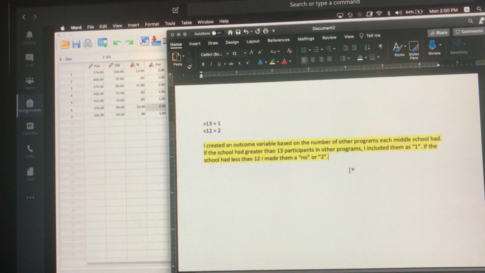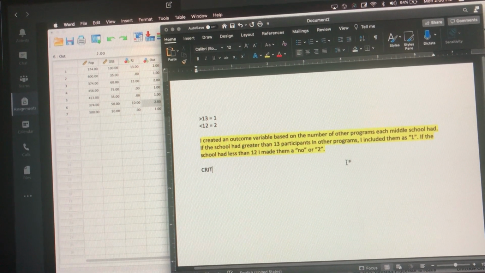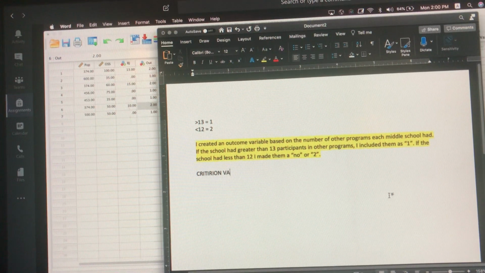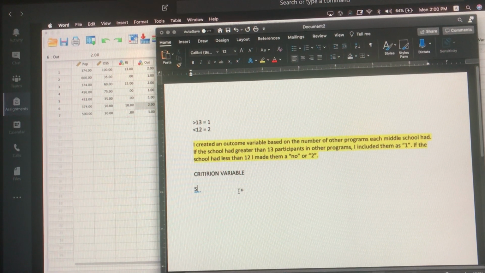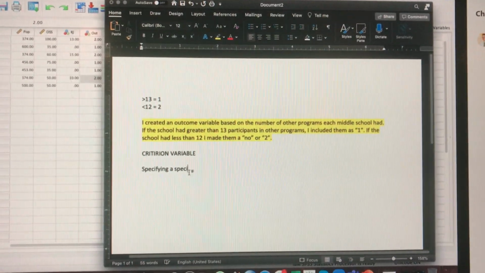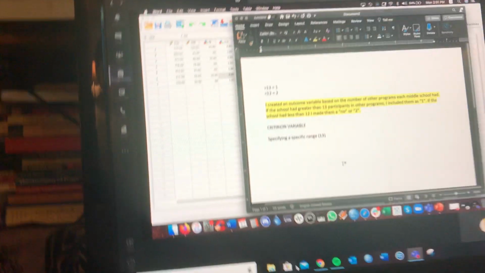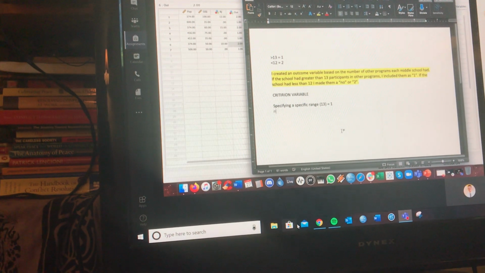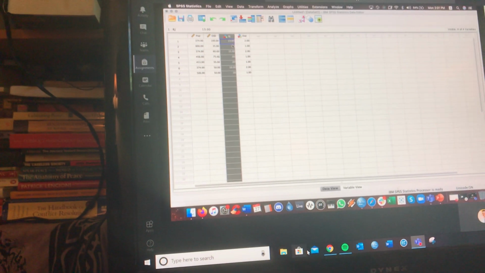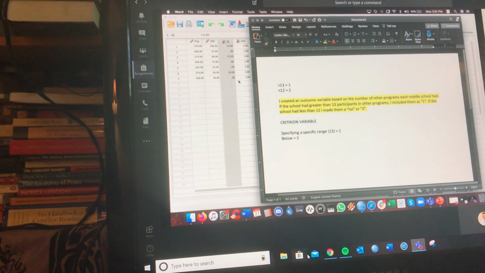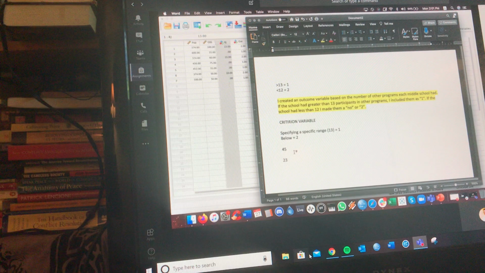You want to create a criterion. This is what we call a criterion variable, because you're specifying a specific range. That would be 13, and that would be a yes, and below 13 would be a no. But you don't have to use 13. Right. You got to look at the real data. Okay. So it could be like 45. And Clark could be like 20. And then what would happen?